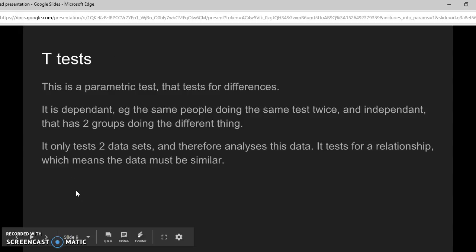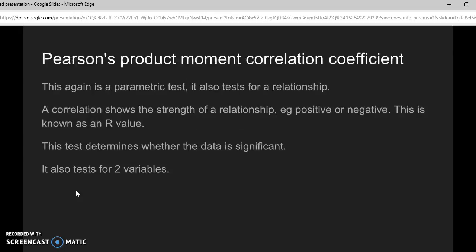Firstly, the t-test. This is a parametric test that tests for differences. It is dependent, so the same people doing the same thing twice, or independent, that has two groups doing different things. It only tests two datasets and therefore analyzes this data. It tests for a relationship, which means the data must have similarities with one another.